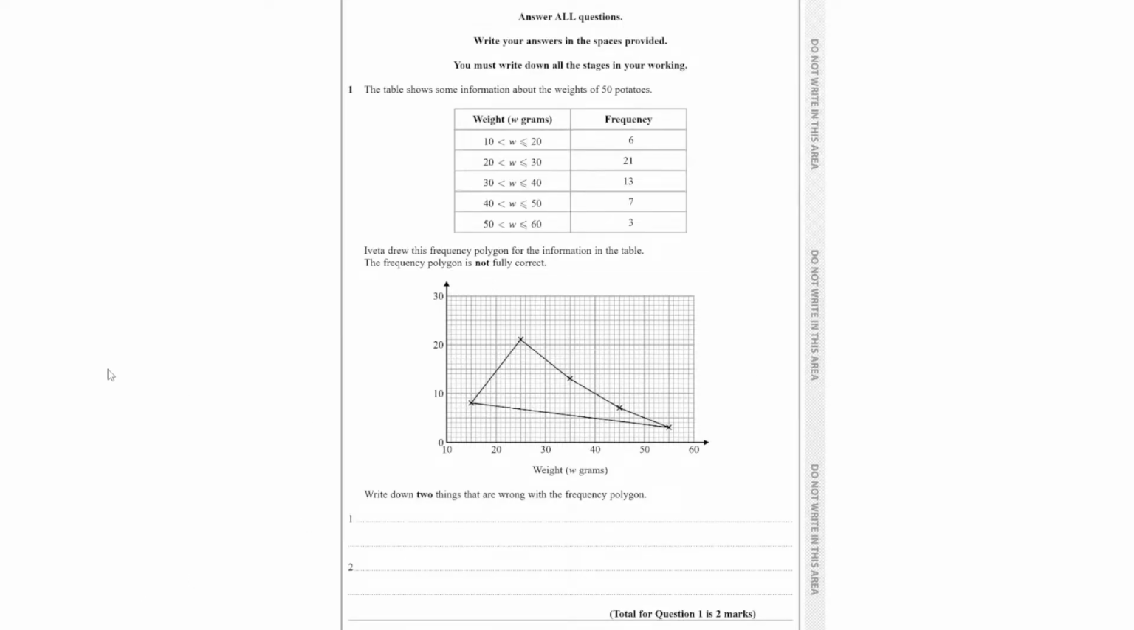Alright, let's get into it then. So question 1, the table shows some information about the weights of 50 potatoes, so you can see obviously a frequency table. Evita drew this frequency polygon for the information in the table. The frequency polygon is not fully correct. Write down 2 things that are wrong with the frequency polygon.